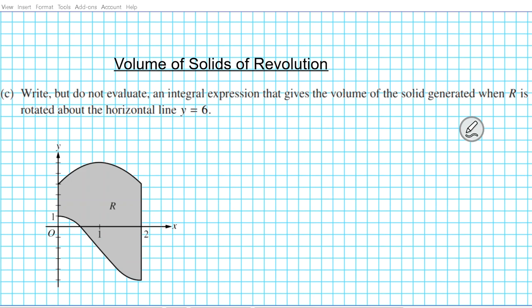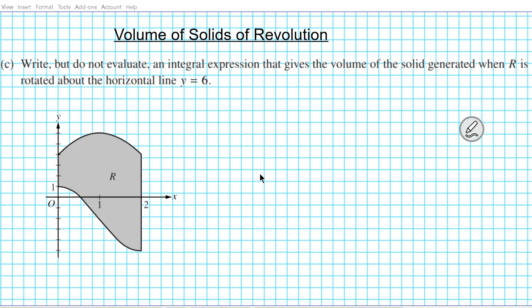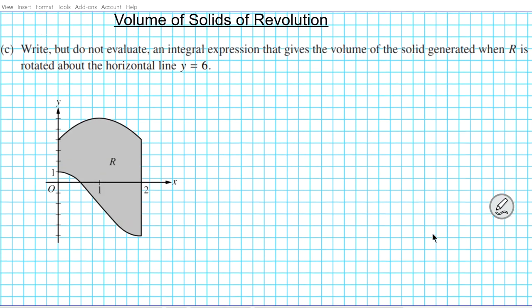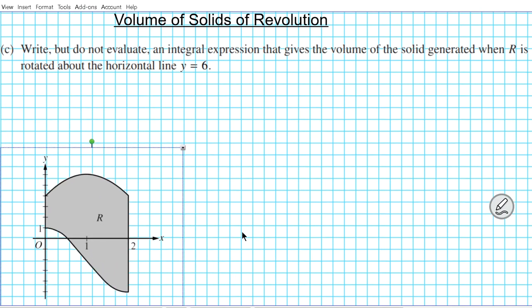Alrighty, let's go ahead and take a look at part C. In part C, we're going to be looking at volume of solids of revolution. That's what we've been assessed in this particular part. Part C reads, write but do not evaluate an integral expression that gives the volume of the solid generated when R is rotated about the horizontal line y equals 6. Before we get started, let's write down the formulas for when you rotate a region about a line to generate a solid.